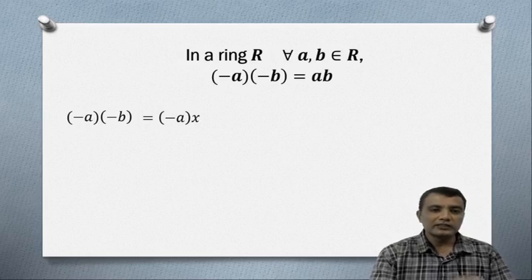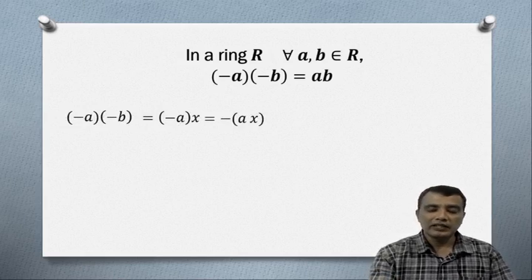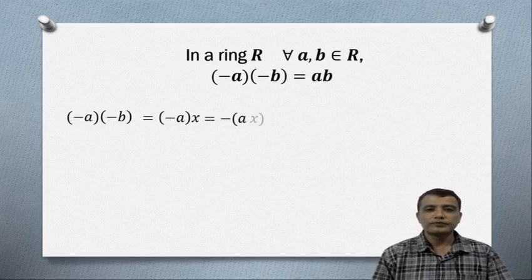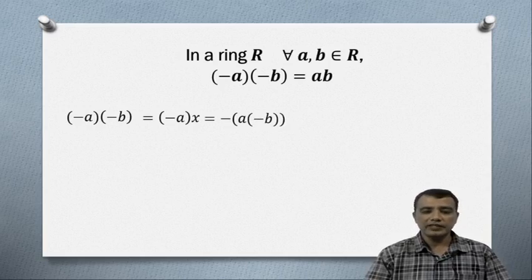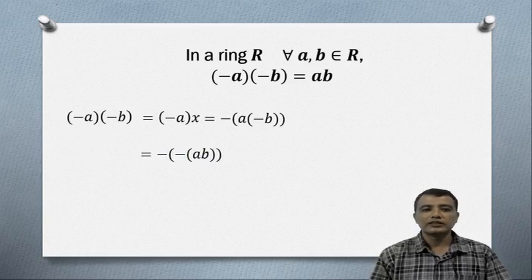Now, from the previous property, minus A into X can be written as minus AX. Now replace X by minus B. Now again apply the previous property, that is A into minus B is minus AB. So we get what? Minus of minus AB.